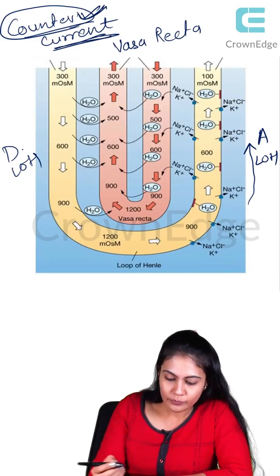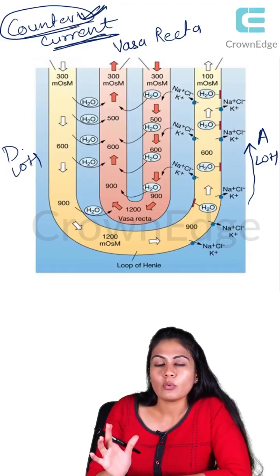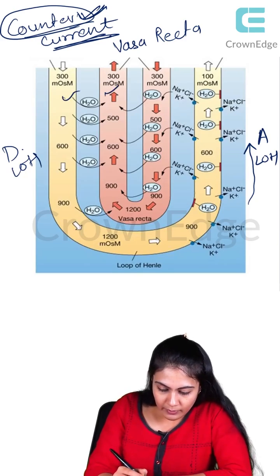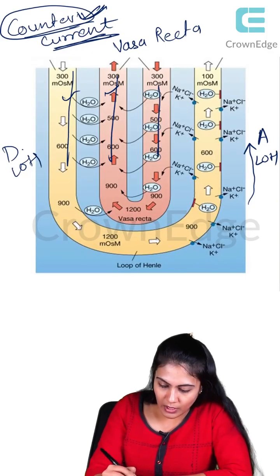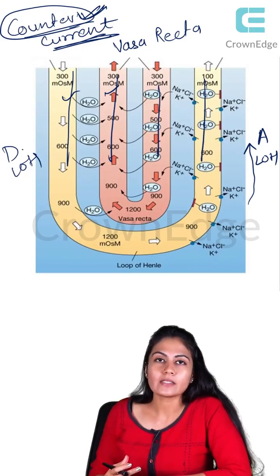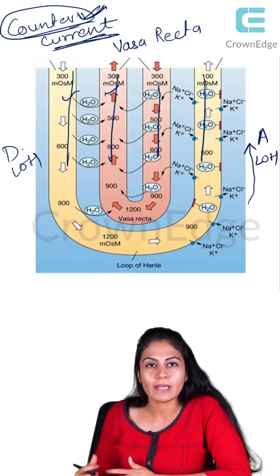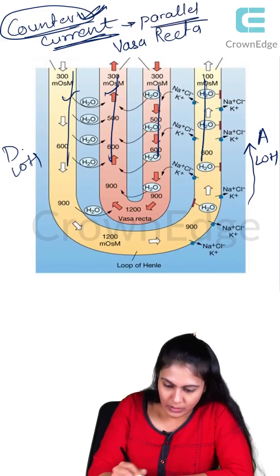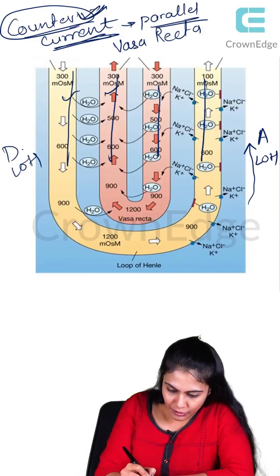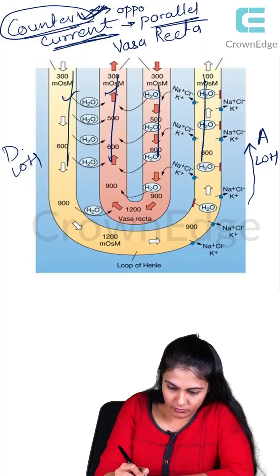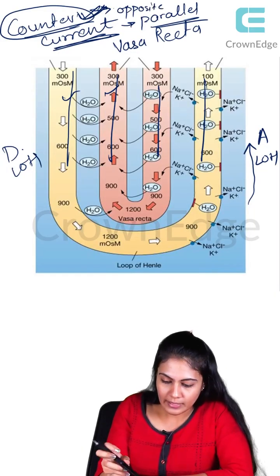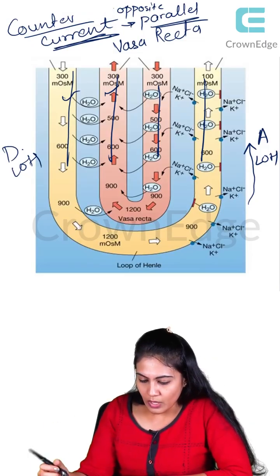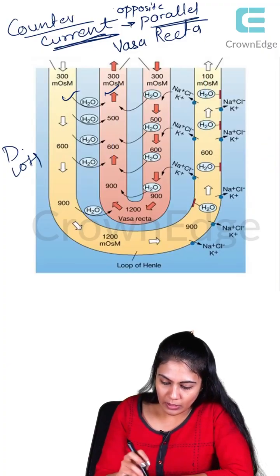What do you mean by current? Even though the direction of flow is opposite, you can see over here that these two are placed parallel. So that's why it is known as the counter current mechanism. Current means they are placed parallel to each other, but the direction is opposite. So how is it going to create our counter current mechanism?